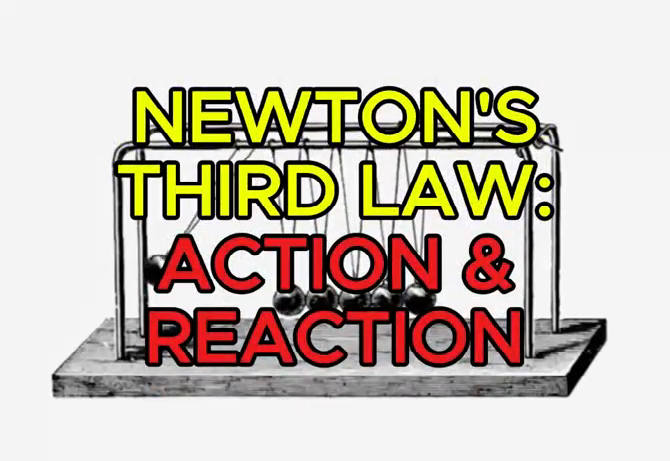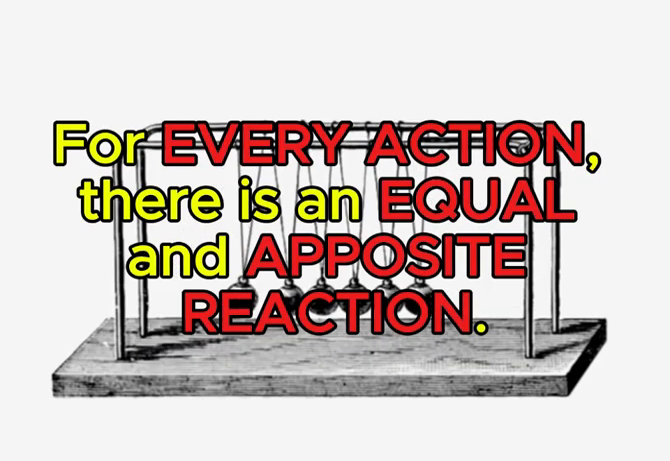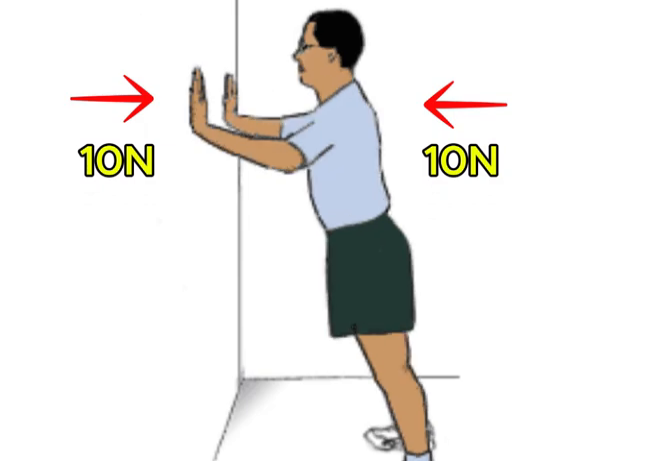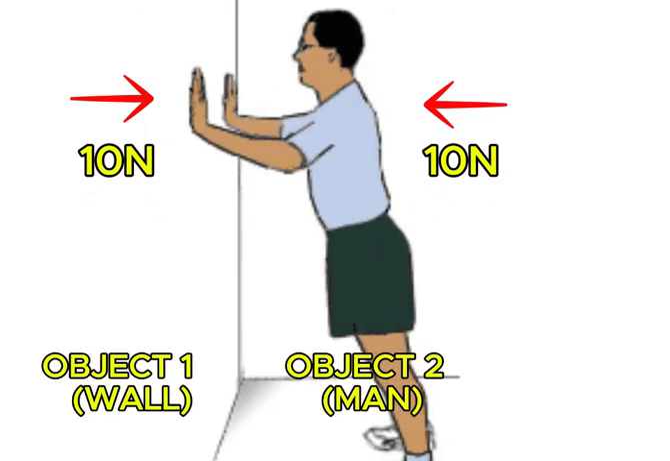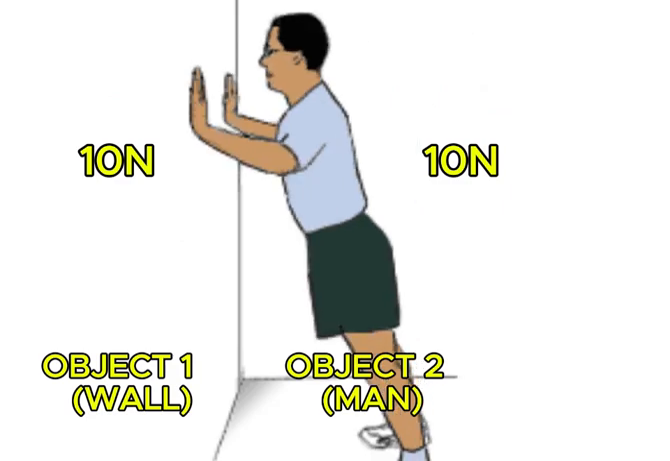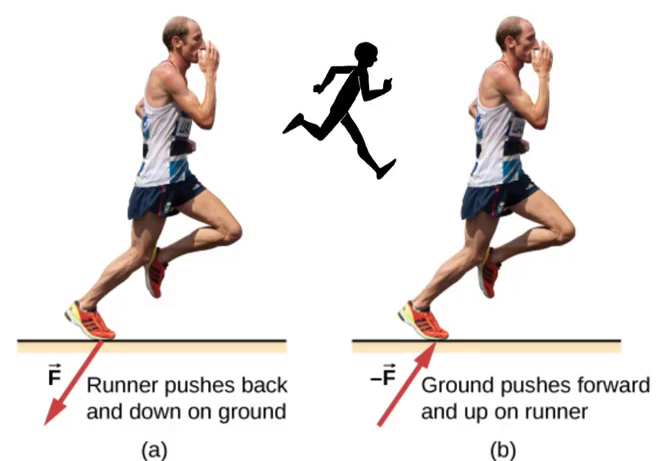Newton's third law, the law of action-reaction. Finally, we arrive at Newton's third law, a principle that highlights the interactive nature of forces. This law states that for every action, there is an equal and opposite reaction. It means that forces always occur in pairs. When one object exerts a force on a second object, the second object simultaneously exerts an equal and opposite force on the first. Consider these scenarios.